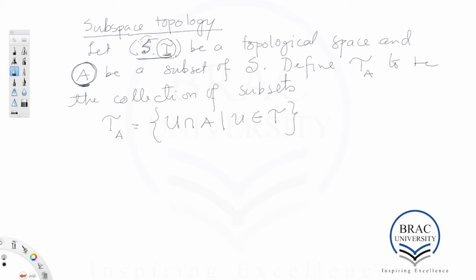Tau is the topology on S. So you choose all those open sets from the topology on S and take their intersections with the given set A. The collection thus formed by taking all the intersections constitutes the topology on A, which is called the subspace topology. Let's observe that this is indeed a topology. This collection satisfies all the properties of a topological space.